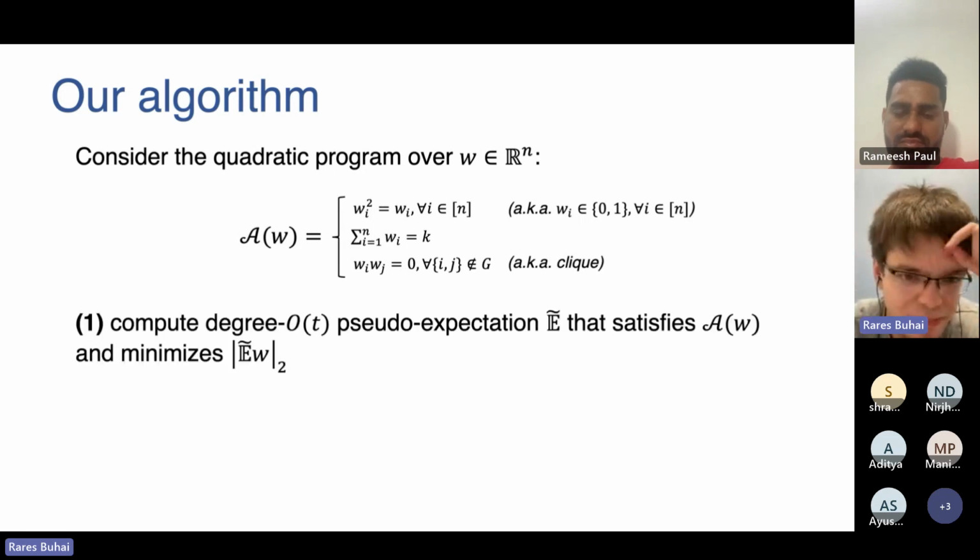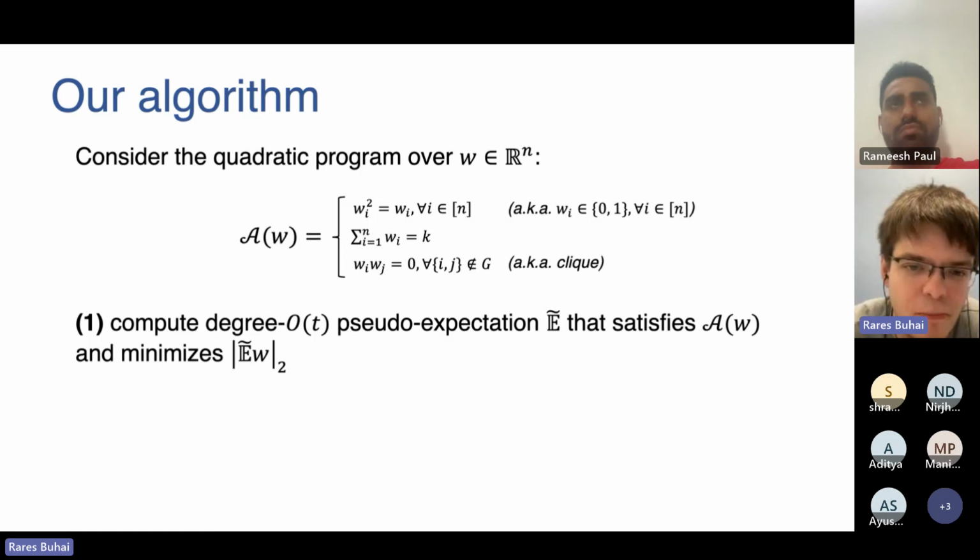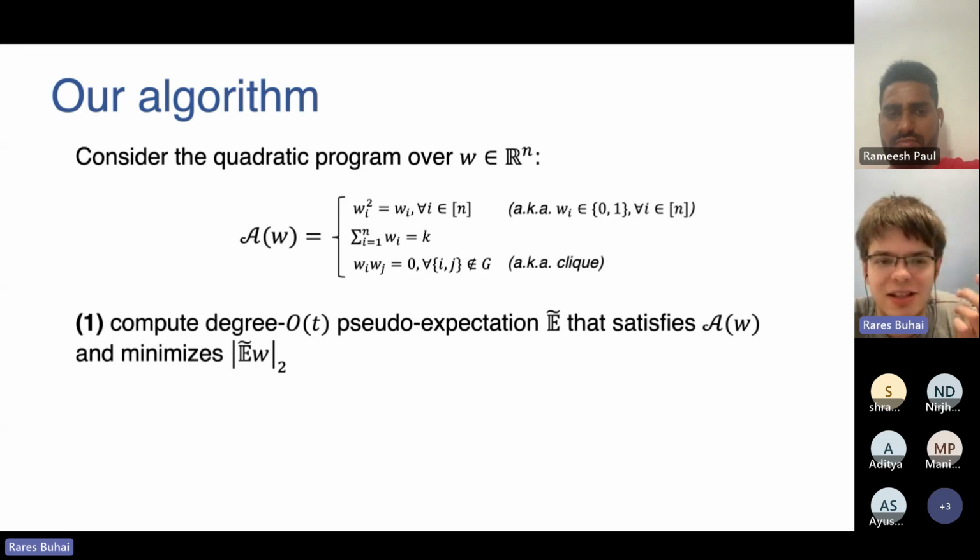the first step is that we compute a degree t pseudo expectation that satisfies A of W and that minimizes the 2 norm of the pseudo expectation applied to W. I'm going to talk more about what exactly this means on the next slide. For now, I'm just going to say this corresponds basically to computing something like an n to the t size relaxation of this quadratic program that I wrote above. And this gives you this object that's called the pseudo expectation that has some properties that depend on this program.